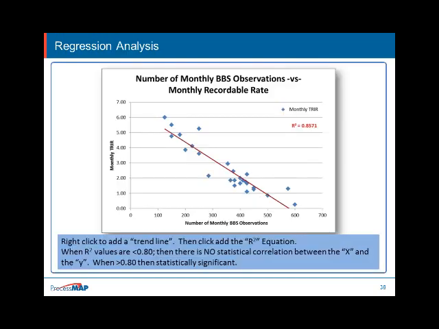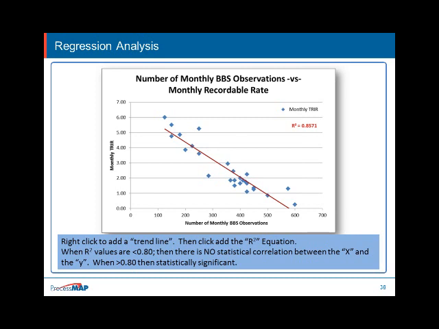The graph is generated, and then you right-click and say add a trend line, and then you click and say add the R-square equation. So when the R-square value is less than 0.8, there's no statistical correlation between X and Y. And when your R-square value is greater than 0.8, then there's a statistical significance.